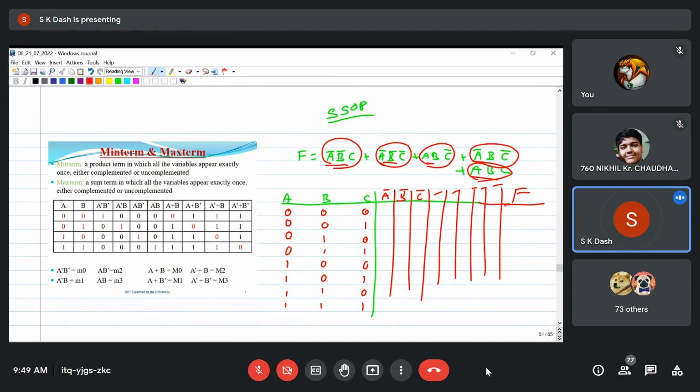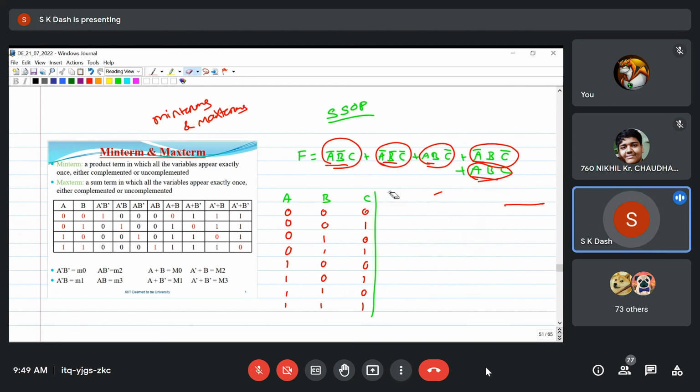Okay. So to solve that issue, we need to go for min terms and max terms. By knowing min terms and max terms, without solving anything, I will be able to write this function directly, as 0, 1, and so on.